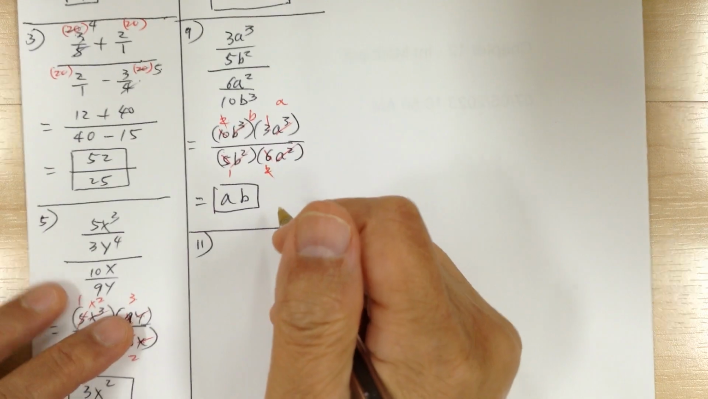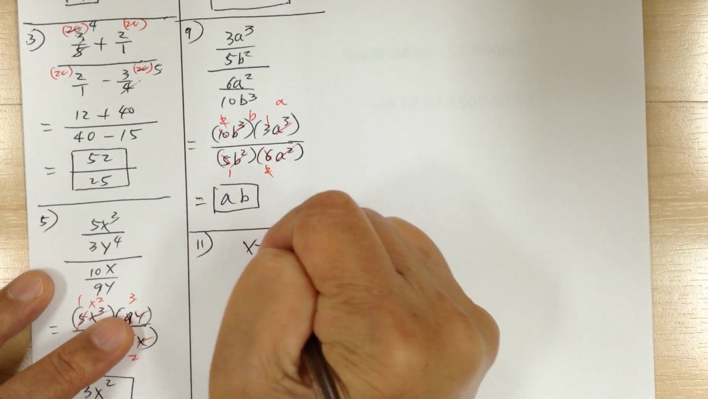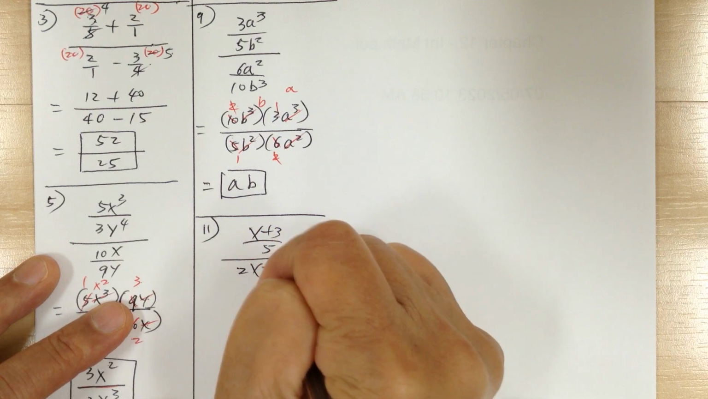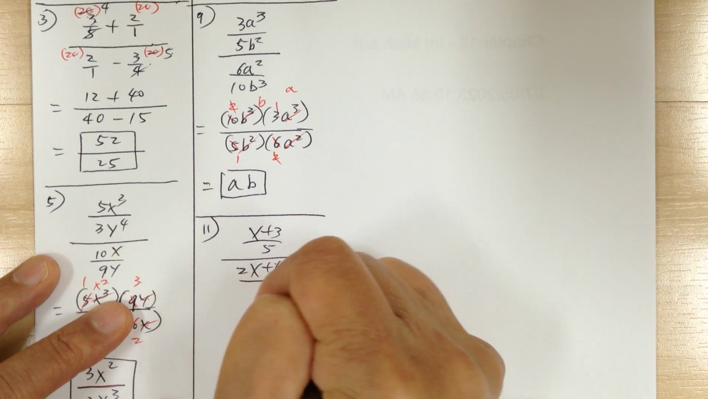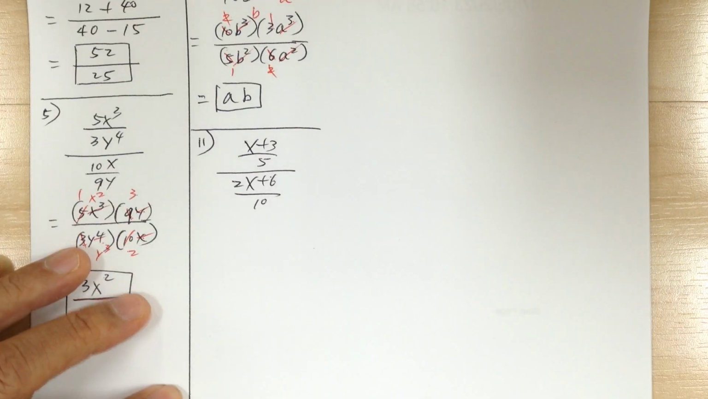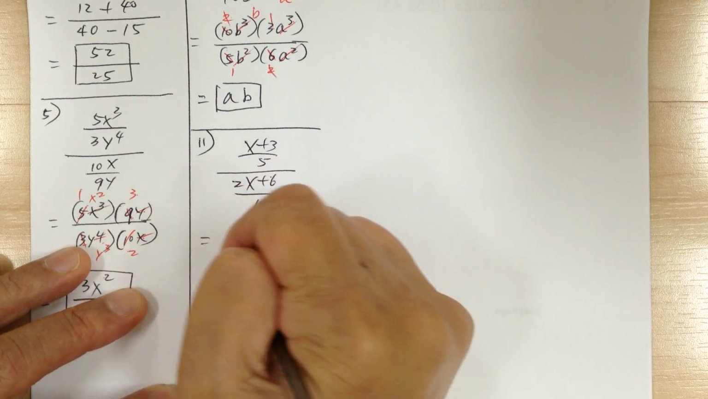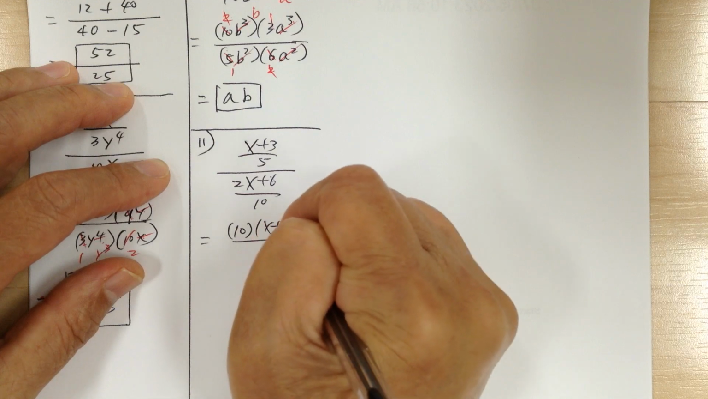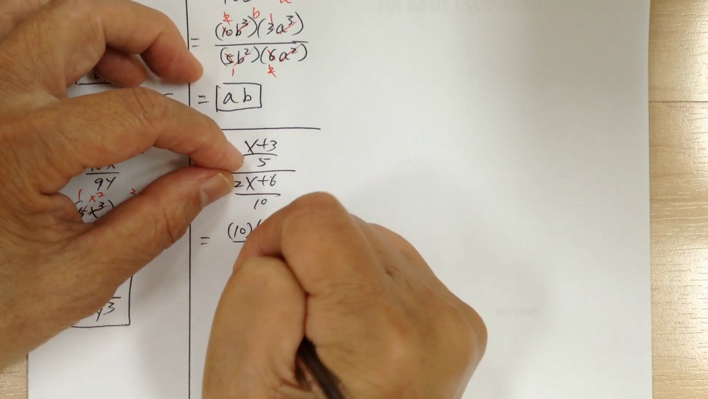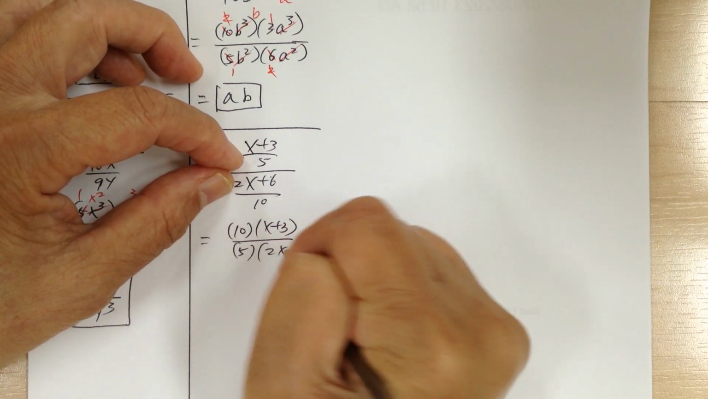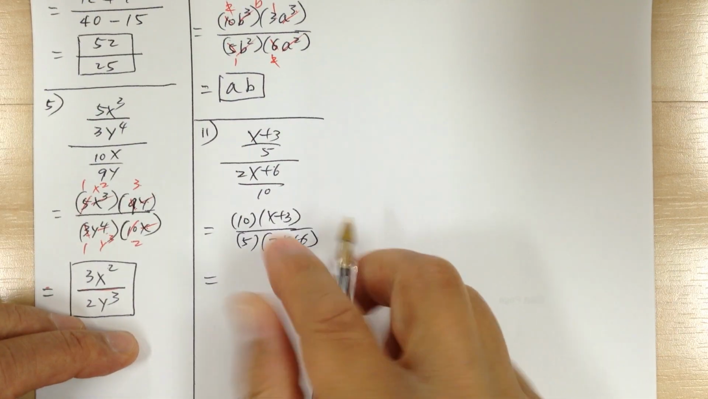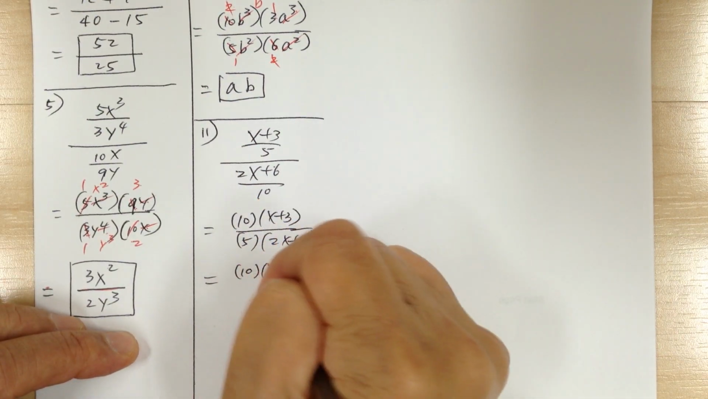Okay, number 11, you have x plus 3 over 5 over 2x plus 6 over 10. Okay, so again, let's go and do the outer over inner. Okay, so outside you got 10 and x plus 3. On the bottom, so you get 5 and 2x plus 6. Okay, and if you notice that you can factor these, so let's go and do the factoring.